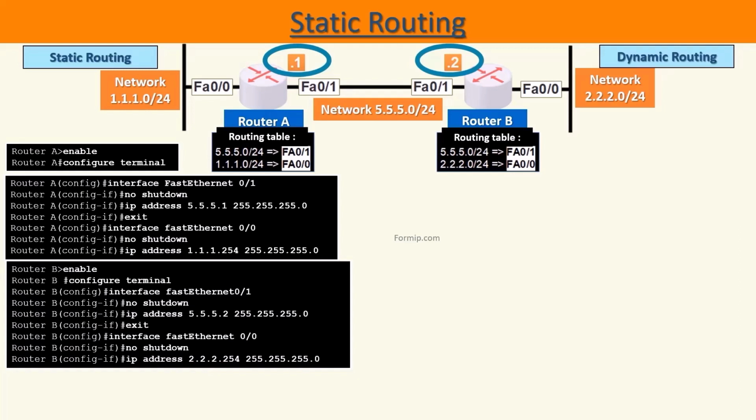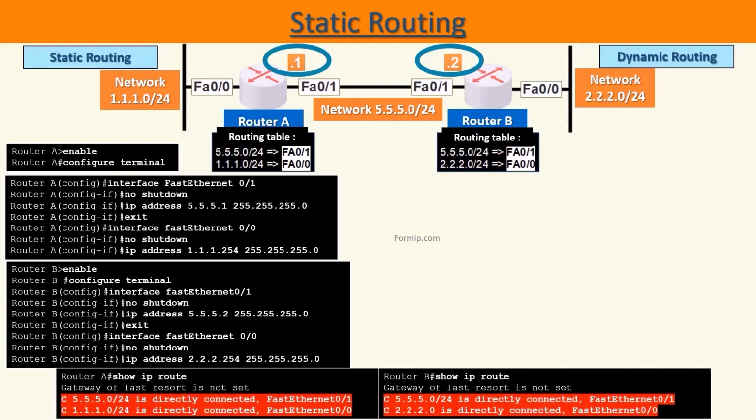Before setting up our static route, we're going to look at the routing tables of the two routers by doing a show ip route. By default, a router only knows the networks that are directly connected to it. That's why router A only sees networks 5.5.5.0 and 1.1.1.0. Router B also sees 5.5.5.0 and the 2.2.2.0 network. At the moment, router A has no idea how to reach the network 2.2.2.0/24 because there is no entry in its routing table.